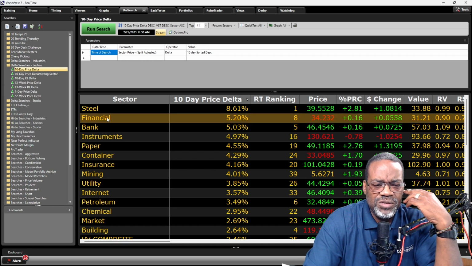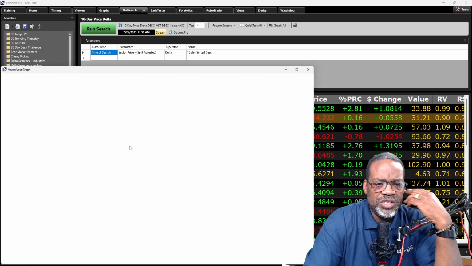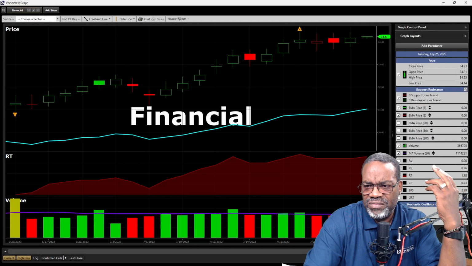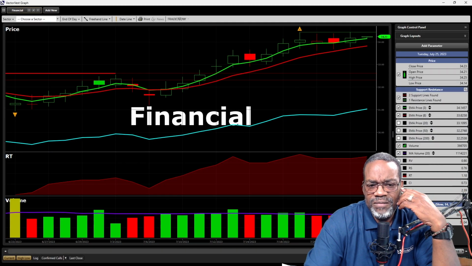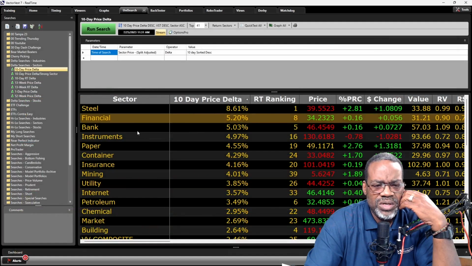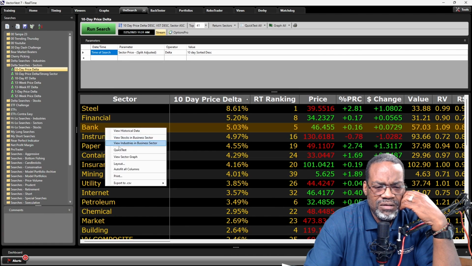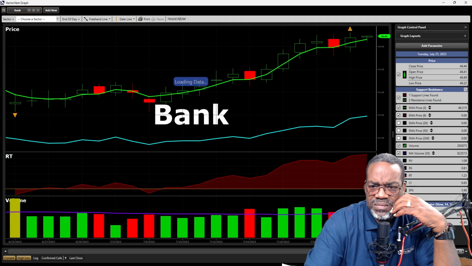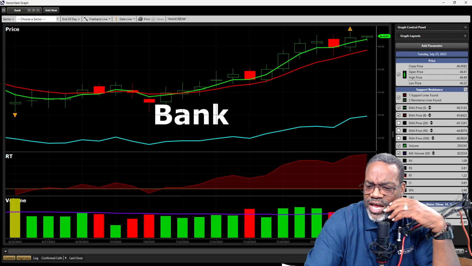Let's go to financial. Let's view the sector graph. Do I like it? Put it on a 3-month graph, 1-month graph. I do like it. It's moving up, the 3 and the 8. It's at a level of resistance. All right, let's go to the next one. Bank. Right-click, view the sector graph. 1-month graph. I like it. I love the 3 and the 8s on this and the volume.